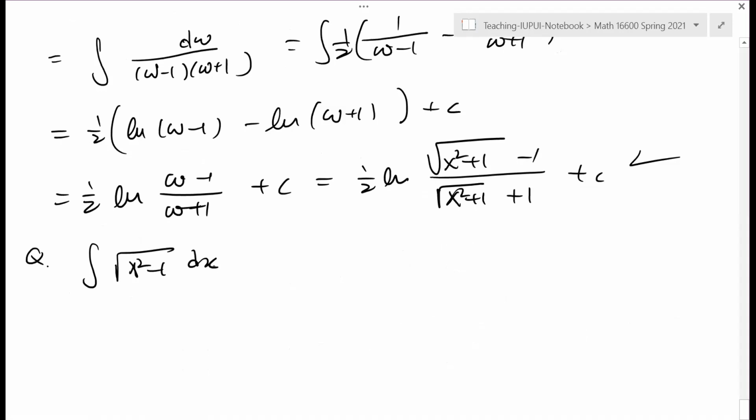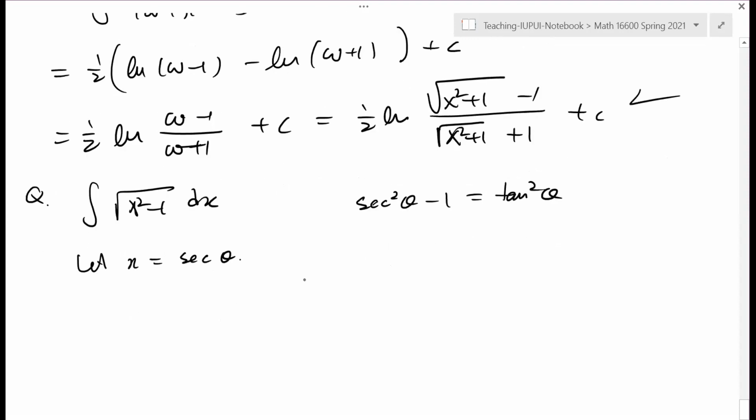Integral of this. What is the natural substitution we can use? Still a trigonometric substitution. Try that first. According to the book, we know that secant squared theta minus 1 equals tangent squared theta. So let x be secant theta. Be careful, because then theta is going to be the inverse secant of x.